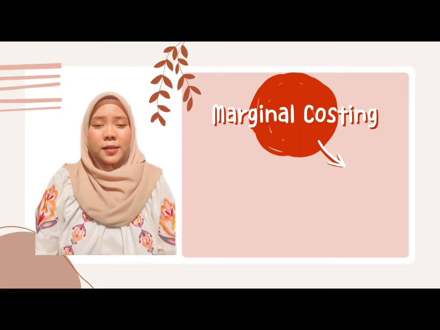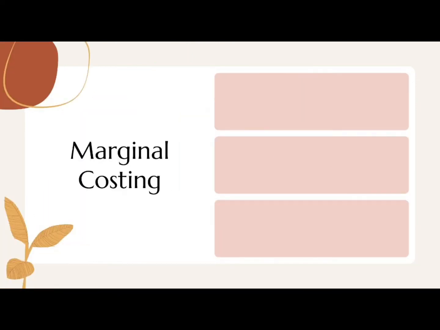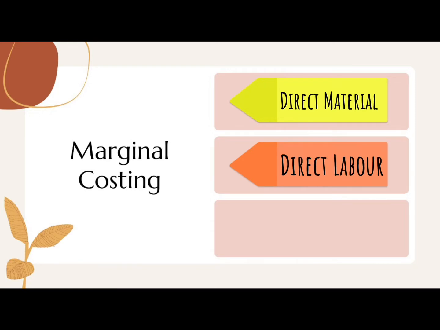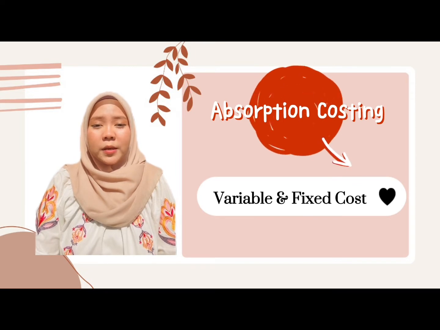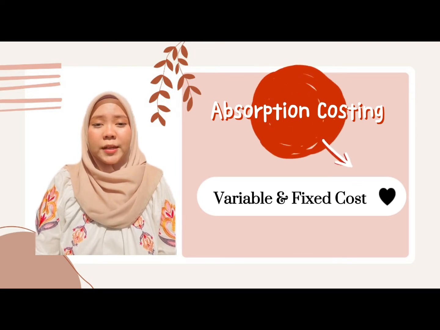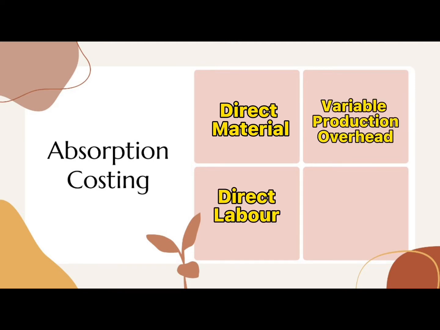Under marginal costing, only variable costs will be selected. The costs incurred are direct material, direct labor, and variable production overhead. While for absorption costing, both variable and fixed costs will be included. The costs incurred are direct material, direct labor, variable production overhead, and fixed production overhead.